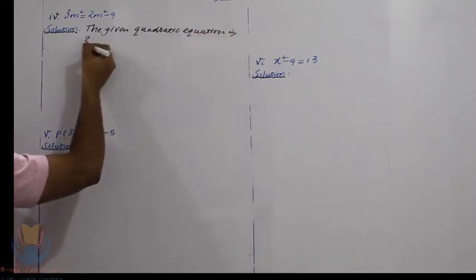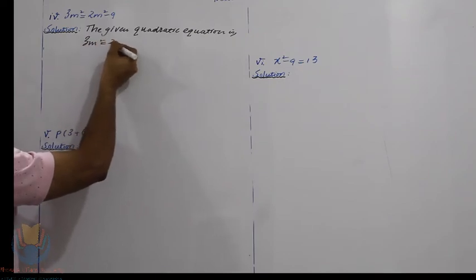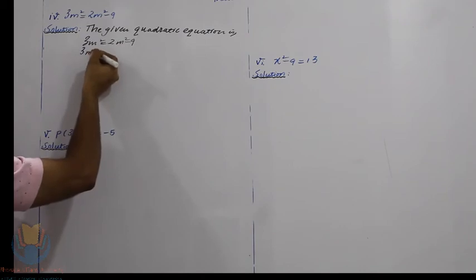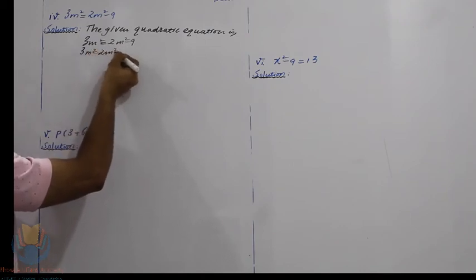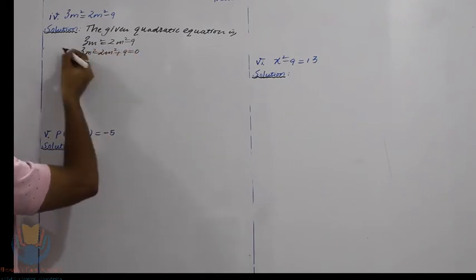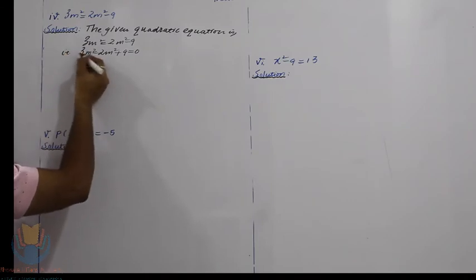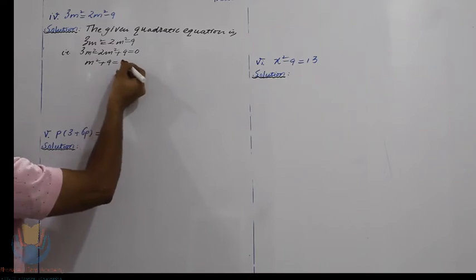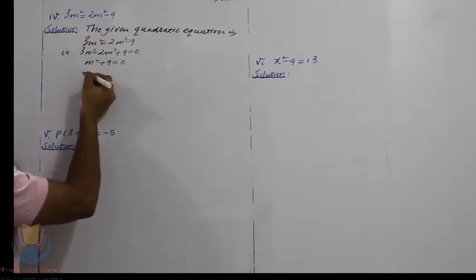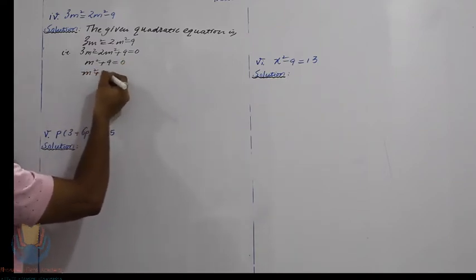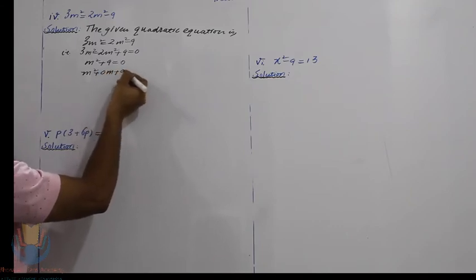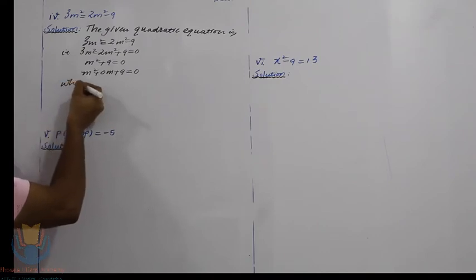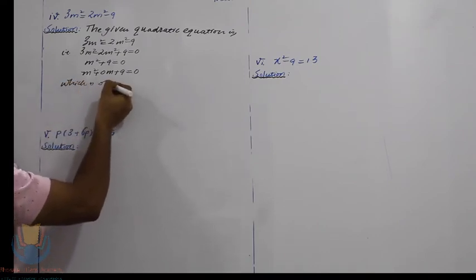And this equation is 3m square is equal to 2m square minus 9. That is, 3m square minus 2m square plus 9 is equal to 0. And 3 minus 2 is 1, so m square plus 9 is equal to 0. As the middle term is absent, we can write the same as m square plus 0m plus 9 is equal to 0.